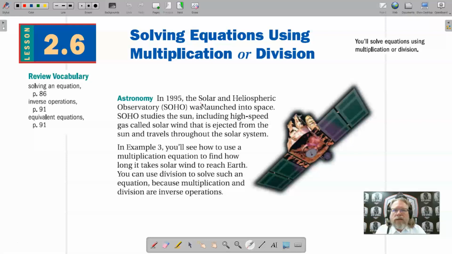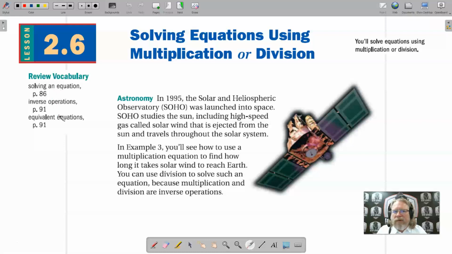Hello students. This video is for textbook lesson 2, or lesson 6 actually, of chapter 2, so it's lesson 2.6. And the title of this lesson is Solving Equations Using Multiplication or Division, where our objective is to solve equations using multiplication or division. Our vocabulary, and actually it's review vocabulary, is solving an equation, inverse operations, and equivalent equations.